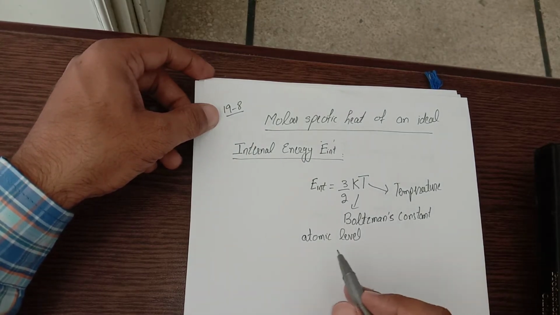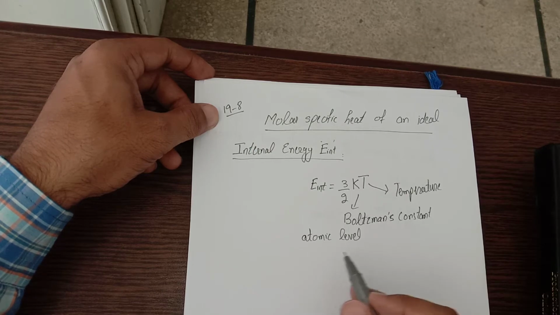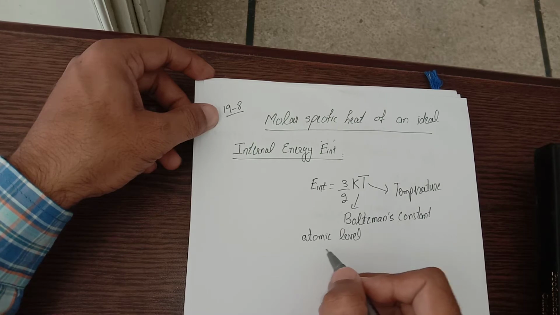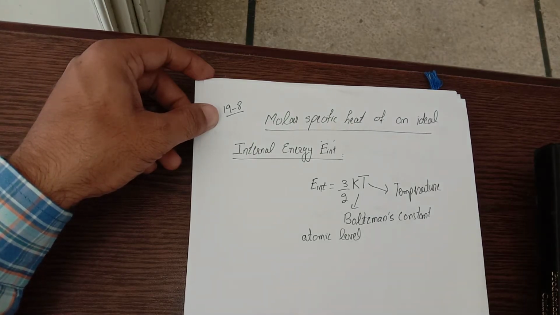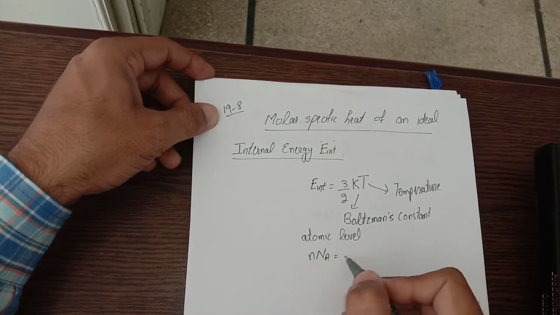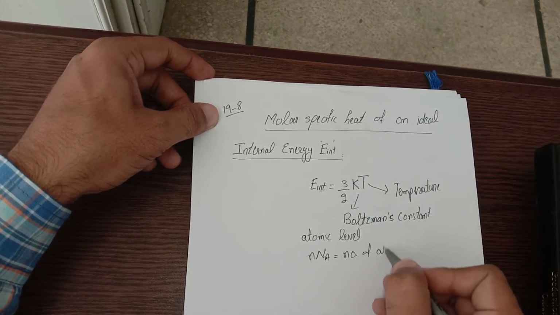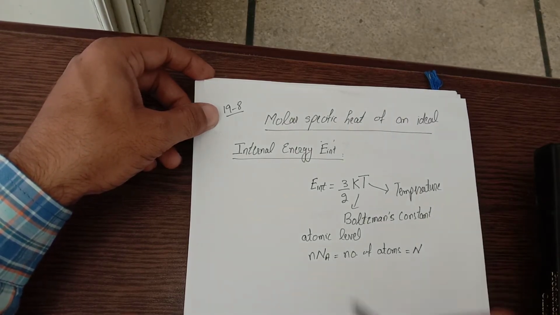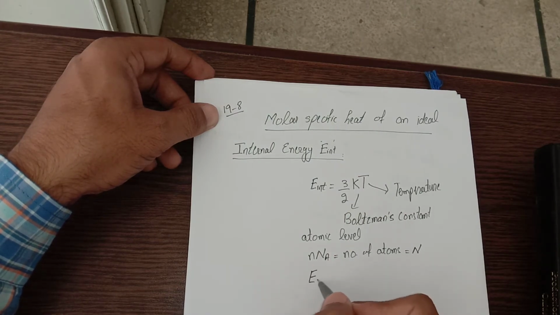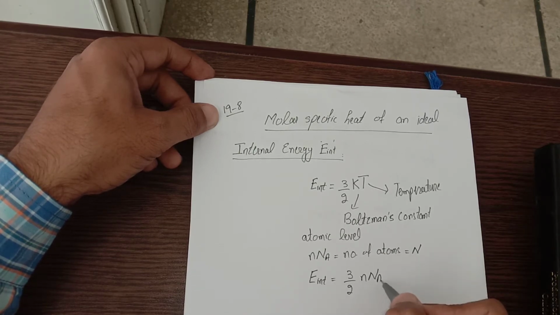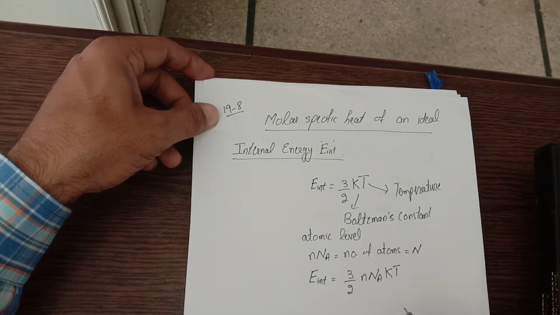So we know that the number of moles times the Avogadro's number gives us the number of atoms, that is equal to capital N. So the internal energy for n moles of a gas would be equal to 3 by 2 n Na times k into T.